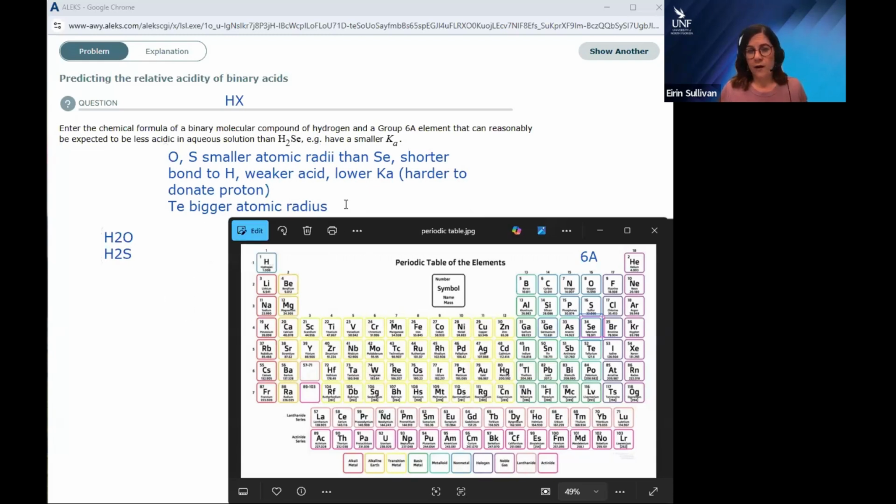So just as an FYI, tellurium, the HTe bond would be longer. Longer bonds are weaker. So it's going to be a better proton donor. So that would be a stronger acid, but that is not what's being asked in this question. But I thought I'd cover it anyway, just so you can see how that works in terms of the periodic trend.